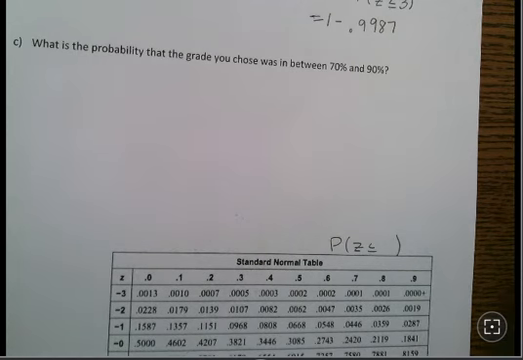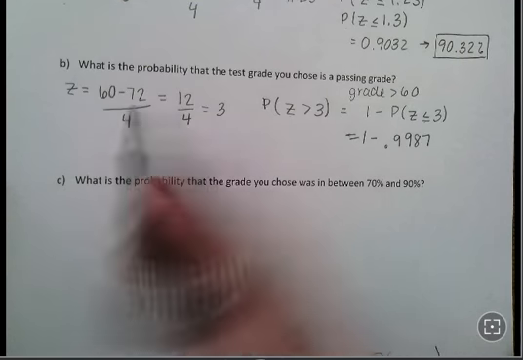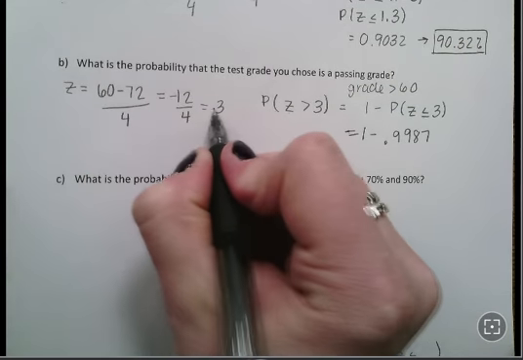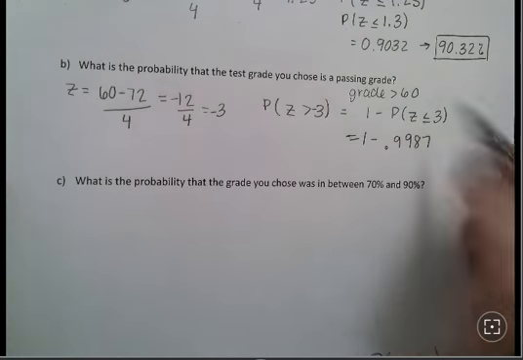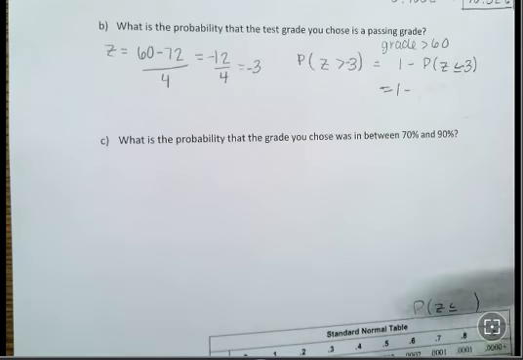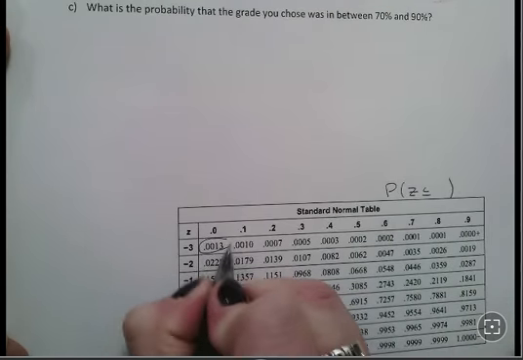Oh, wait. I've made a mistake. Let's catch ourselves. Here's my mistake. 60 minus 72 is negative 12, which makes this a negative 3. So the number we look for, luckily that mistake only drove me just a little bit crazy, puts us here, negative 3, right up here.